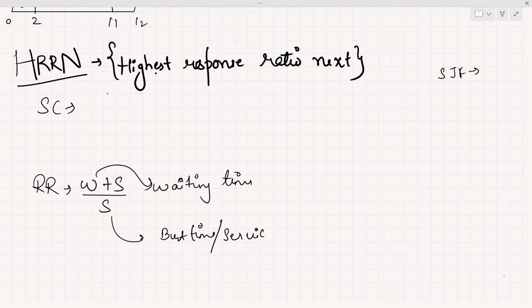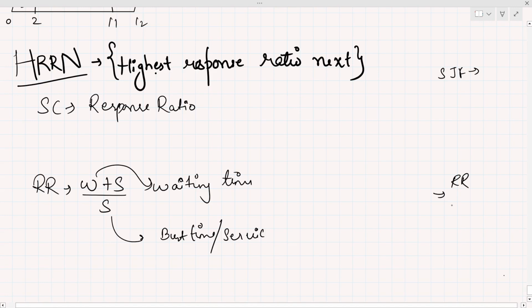So what is the scheduling criteria? The scheduling criteria is the response ratio. Now what happens if there is a tie between response ratios? Because there is a possibility that you find the response ratio is 5 for the P1 process, 10 for the P2 process, and 5 for the P3 process. So there is a tie between two processes.